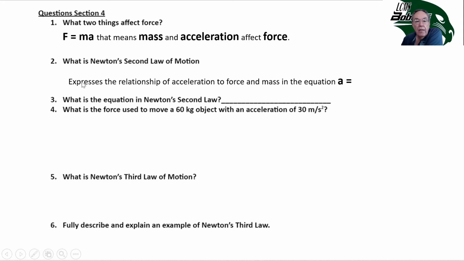Okay? So what is Newton's second law of motion? It expresses the relationship of acceleration to force and mass in the equation. Acceleration equals the force divided by the mass. So when this number on the bottom is big, the acceleration is going to be small. When the number on the bottom is small, the acceleration is going to be big. And then also, the harder you hit something, the bigger the force, the bigger the acceleration it's going to make. So that was the example where we said if the mass stays the same and the force increases, like a home run versus a bunt, the more force, the bigger the acceleration.